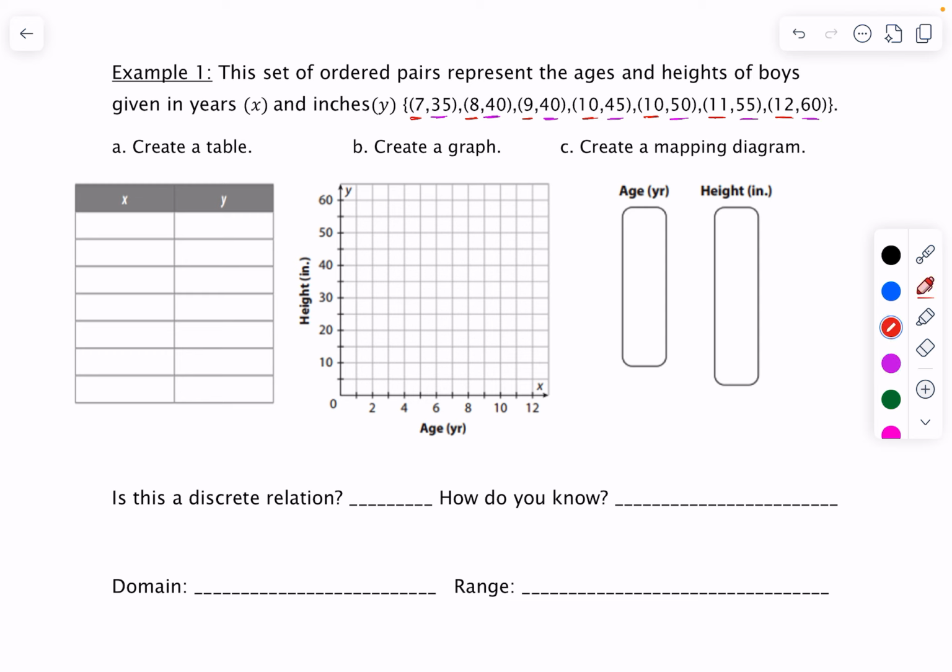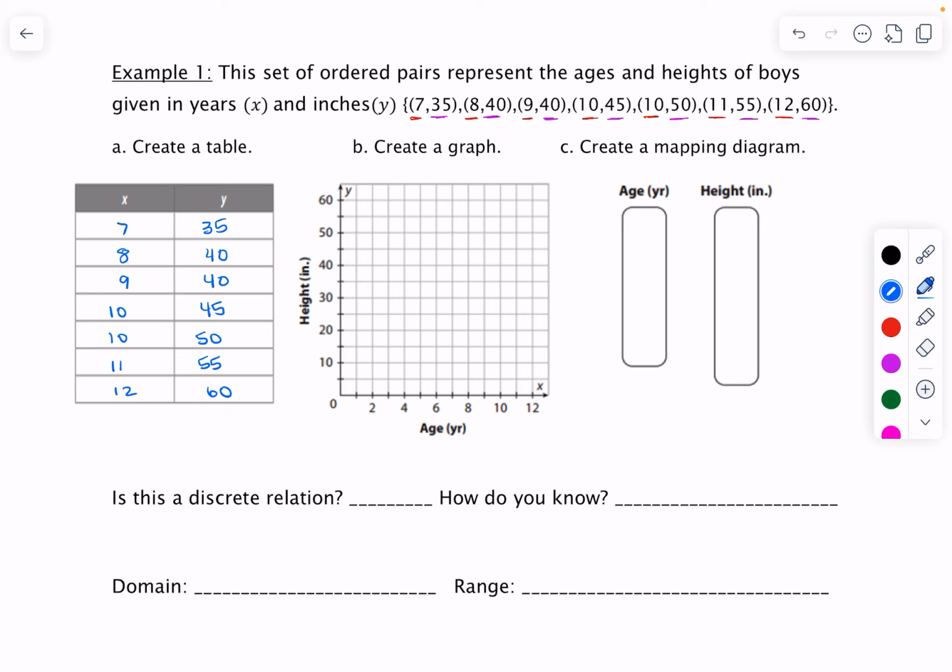We already did that. So when we list something in a table, the first point is 7, 35. The second point is 8, 40, and I'm going to use a different color here. 9, 40. 10, 45. 10, 50. Notice we're going to list that 10 twice in a table. 11, 55 and 12, 60. So now I've got a table of all these points.